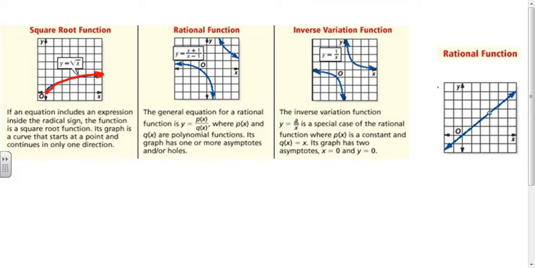And again, like our absolute value function, we can shift that vertex up or down, left or right, and we can stretch it by multiplying something in front of our square root function.